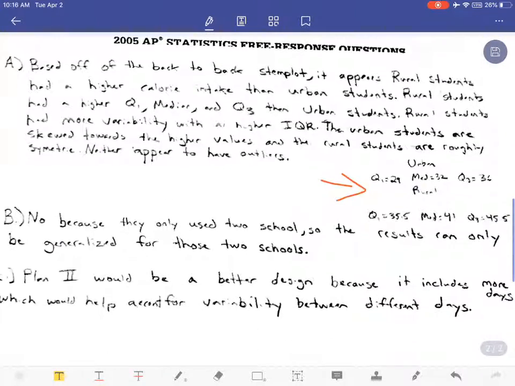So let's look at my response I wrote down for that. So I just said no because they only used 2 schools, so the results can only be generalized for those 2 schools. So it doesn't mean that the whole study, we can't use anything from the study, we just have to put that disclaimer out that we can only generalize these results for the 2 schools that we looked at.